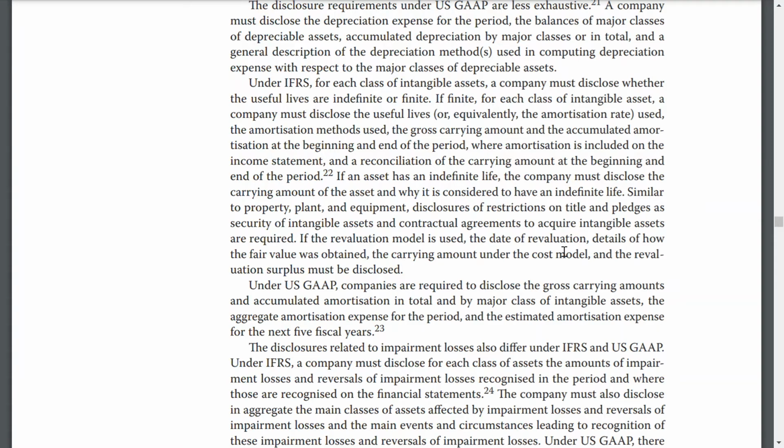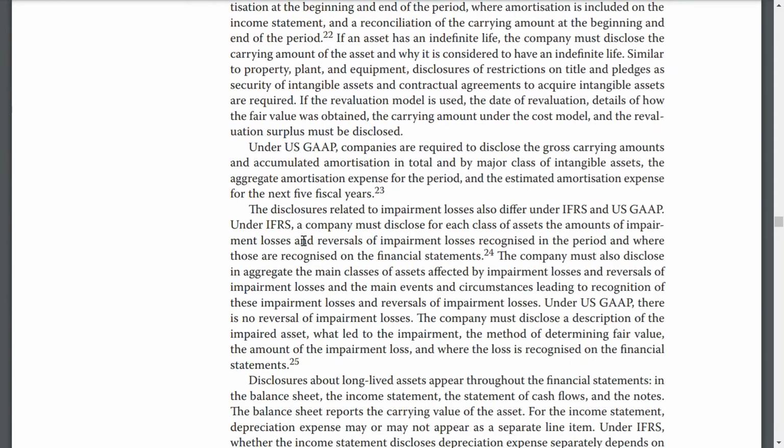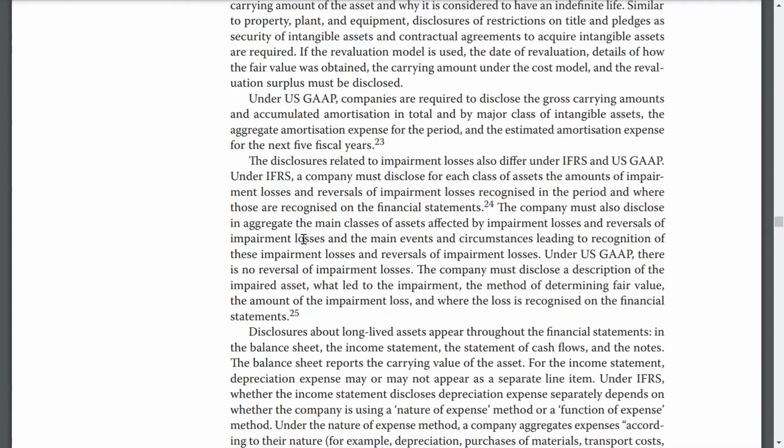Under US GAAP, companies are required to disclose their gross carrying amount and accumulated amortization in total and by major class of intangible assets, the aggregate amortization expense for the period, and the estimated amortization expense for the next 5 fiscal years. The disclosures related to impairment losses also differ under IFRS and US GAAP.